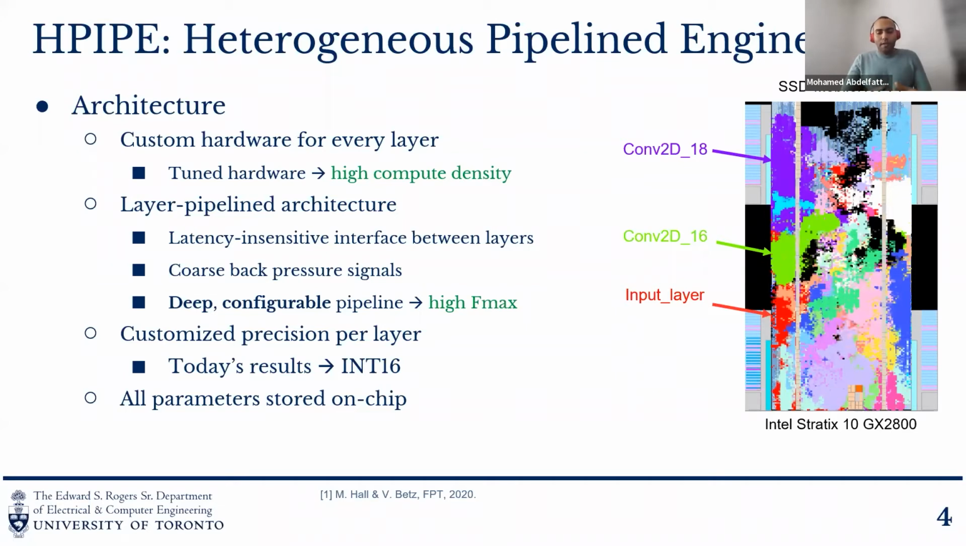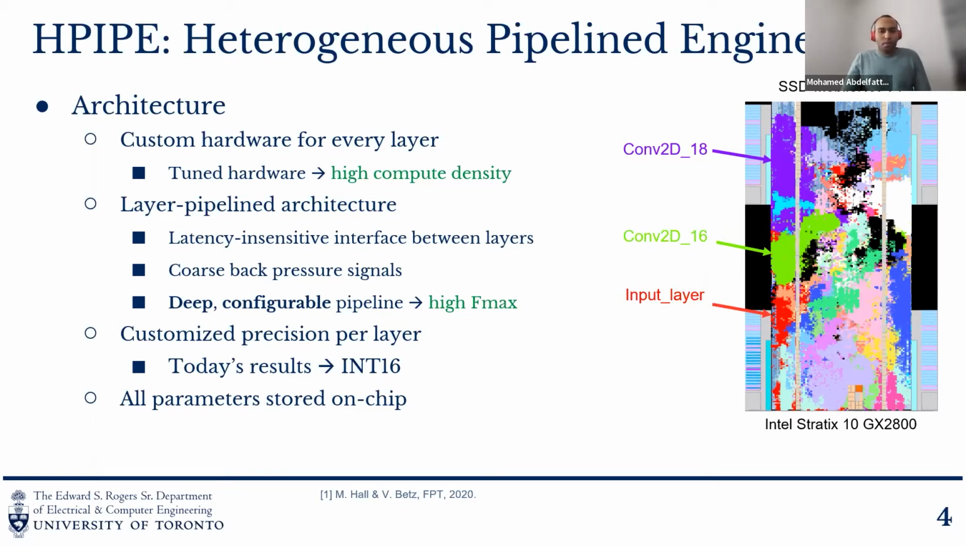Between the layers, we have latency-insensitive FIFO interfaces, and we have coarse back pressure signals to ensure correctness of functionality. We also chose certain pipeline stages for every layer and between the layers, and this pipeline is deep and configurable, and it has a lot of physical design considerations, and this leads to achieving high Fmax on the actual device. Hpipe chooses the precision for the different layers, and it could choose low precision such that it does not affect the overall accuracy. But for the results that I show today, it's all using a fixed precision of N16.